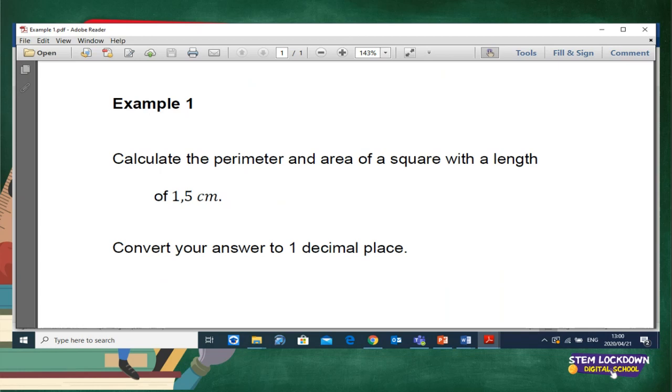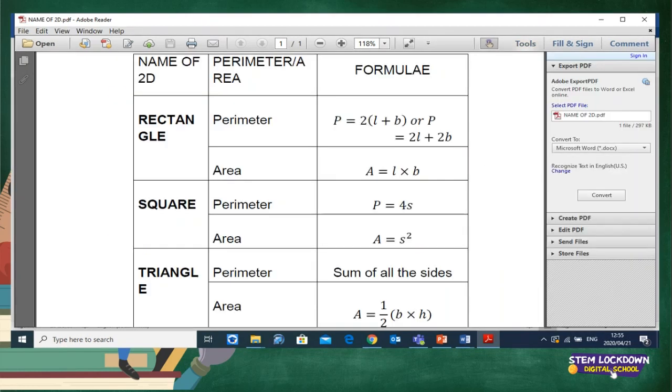How do you calculate the perimeter in this case? Obviously, you will need to add all 4 sides together. Remember that we said in the previous slide that the perimeter of a square is given by the formula P is equal to 4S.